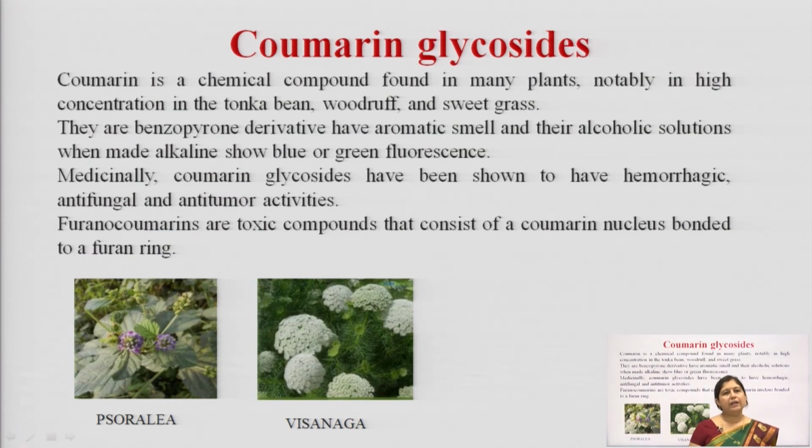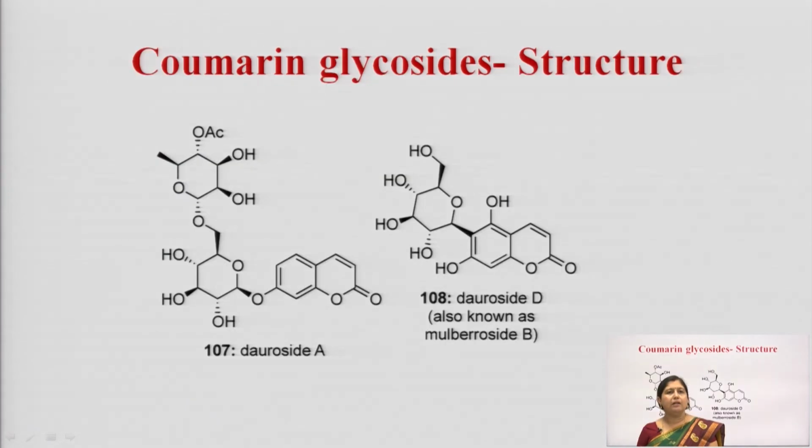Then we have coumarin glycosides, which are similar to the flavonoidal glycosides, and they are basically benzopyrone derivatives. They have an aromatic smell, and their alcoholic solutions, when made alkaline, show blue or green fluorescence. Medicinally, coumarin glycosides have been shown to have hemorrhagic, antifungal and anti-tumor activities. Furanocoumarins are toxic compounds, and they should be used very, very judiciously. The examples are Psoralea and Visnaga.